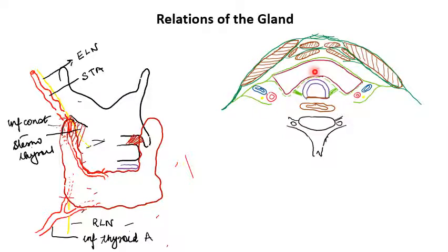The medial surface of the gland is related to two tubes. The larynx and the pharynx, cranial to C6 cervical vertebra, and the trachea and the esophagus caudal to the C6 cervical vertebra. So two tubes. Then it is also related to two muscles.